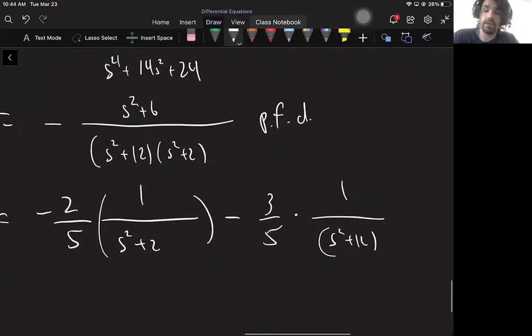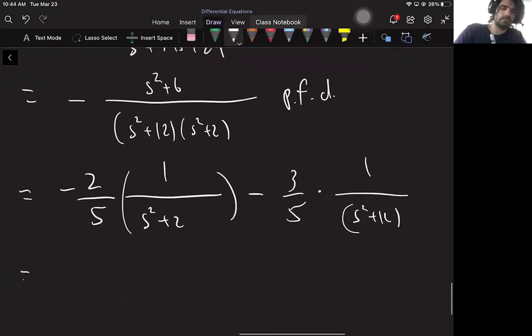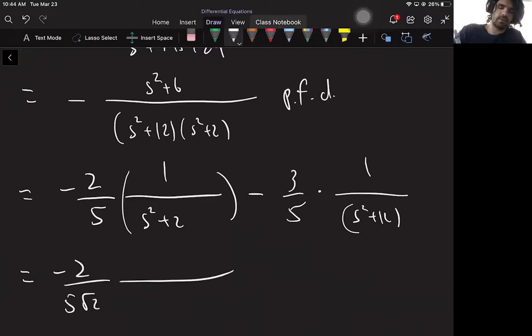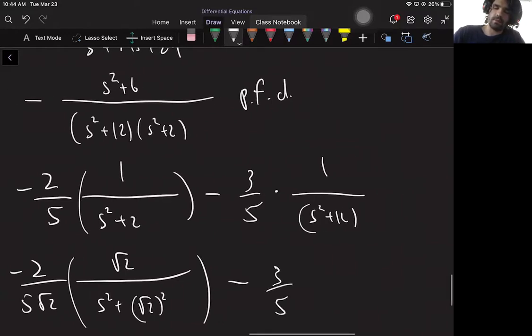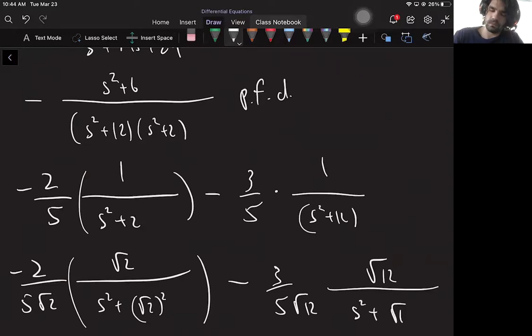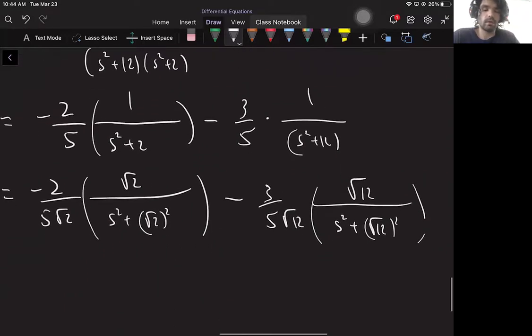And these are almost like something in the table to do the inverse Laplace transform. They're just missing little square roots. So if I put a square root of 2 here, and then I think of that as square root of 2 squared, now it looks like something in the table. And same thing over here, but with 12. Okay, so it looks like sine of square root blank t.